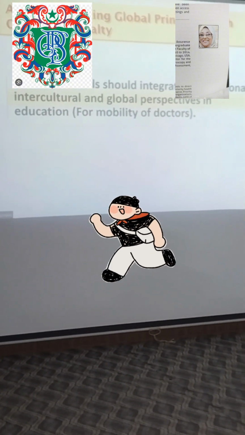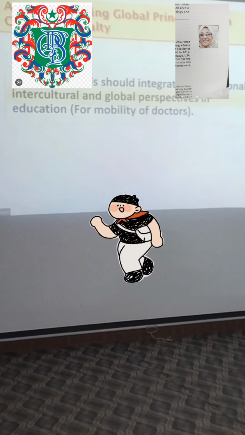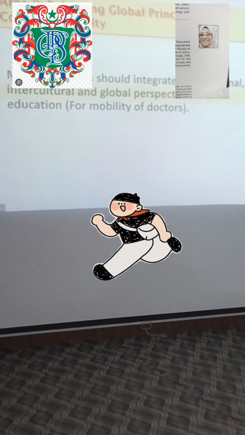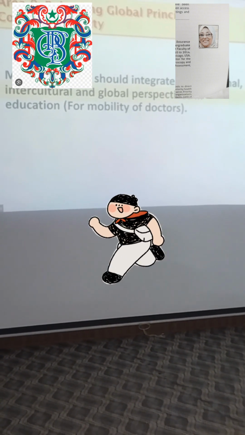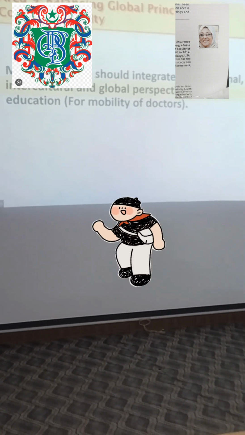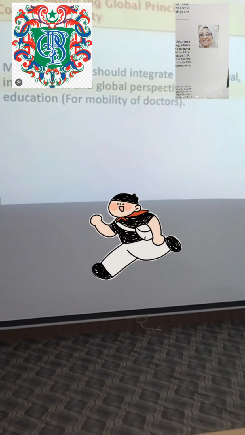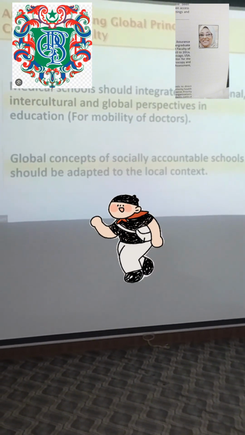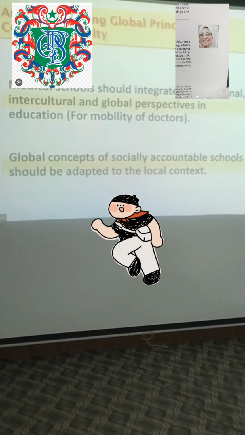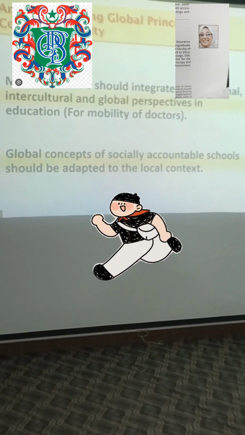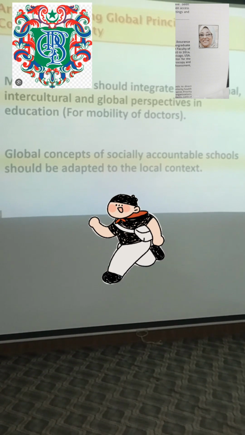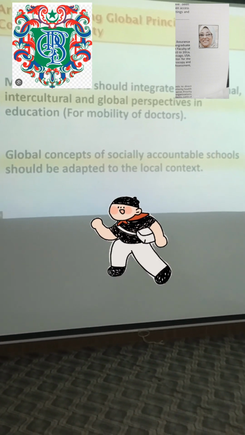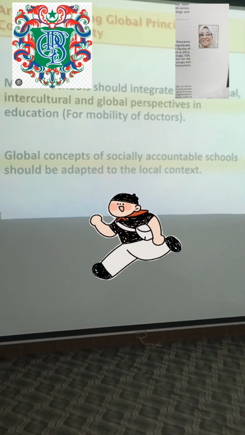Area 9 is to balance the global principles with the context specificity. As Dr. Janet said, anything you should adapt to your context. Medical school should integrate international, intercultural, and global perspectives in education for mobility of doctors, and global concepts of social accountability should be adapted to the local context, as I said before. It is very important to adapt it to your local context. Don't take it as it is. You can adapt it very easily from what I've said.